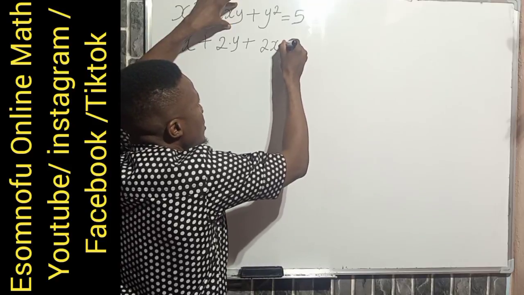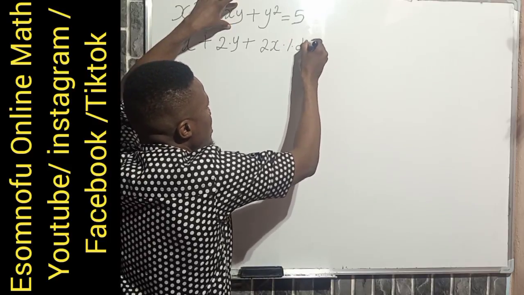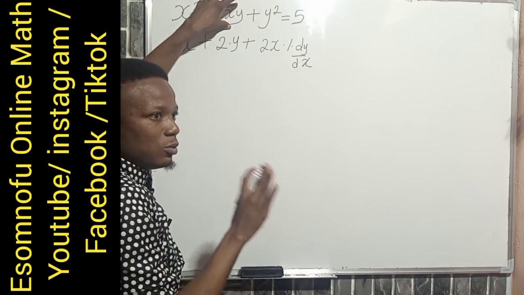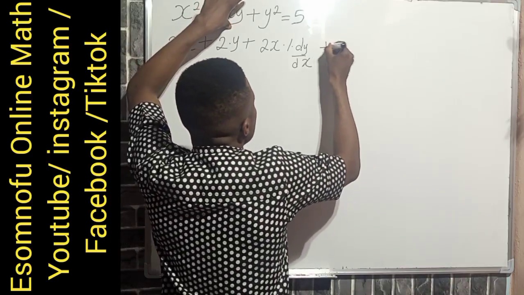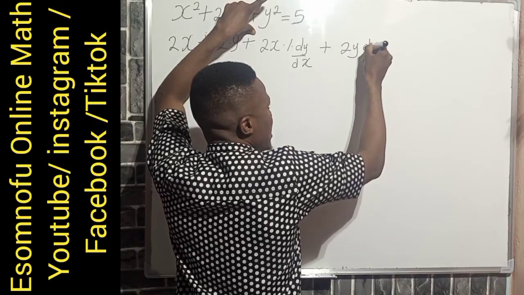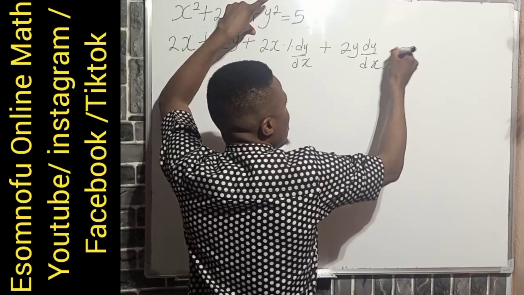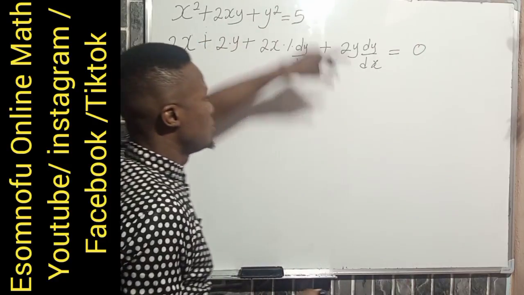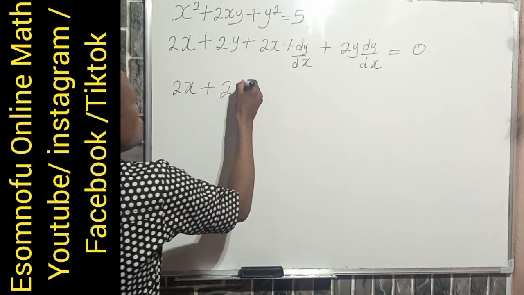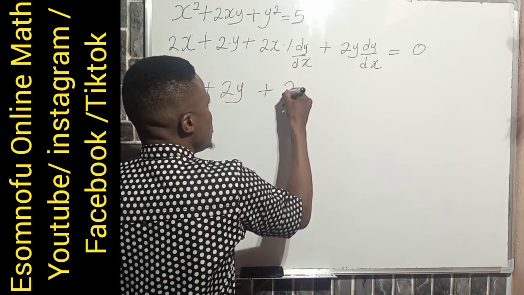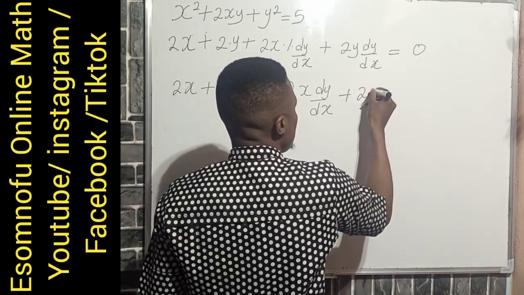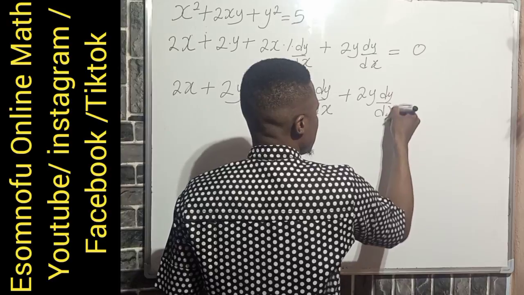If I differentiate y, it will give me 1, but I'll attach dy over dx because anytime I differentiate y, I will put dy dx like I said. Plus, if I differentiate y squared, it will give me 2y, but I will still attach dy over dx. Any constant you differentiate is always 0. So this is now 2x plus 2y plus 2x dy over dx plus 2y dy over dx equals 0.